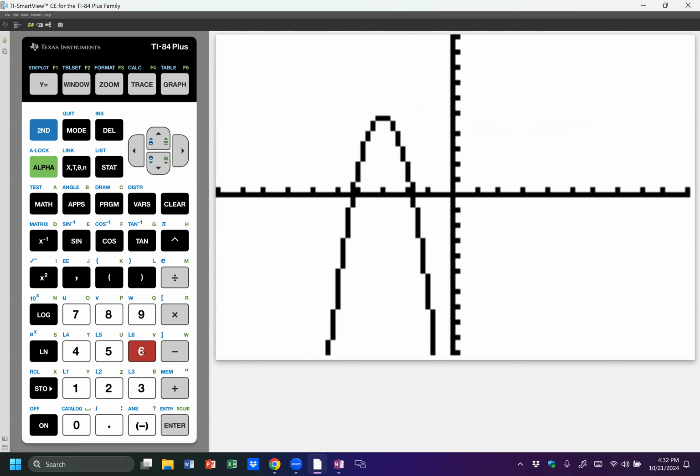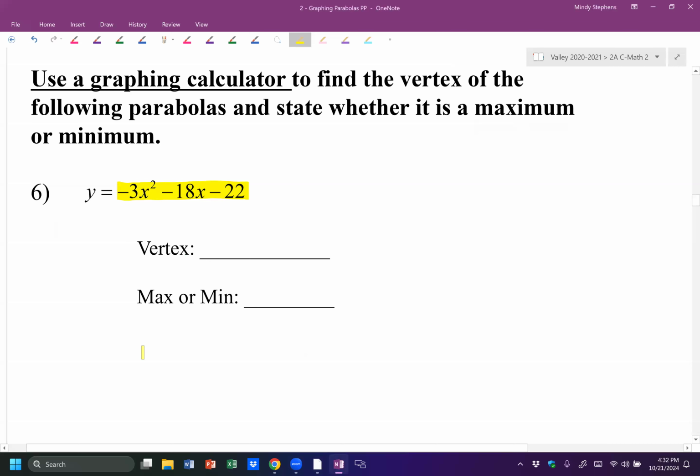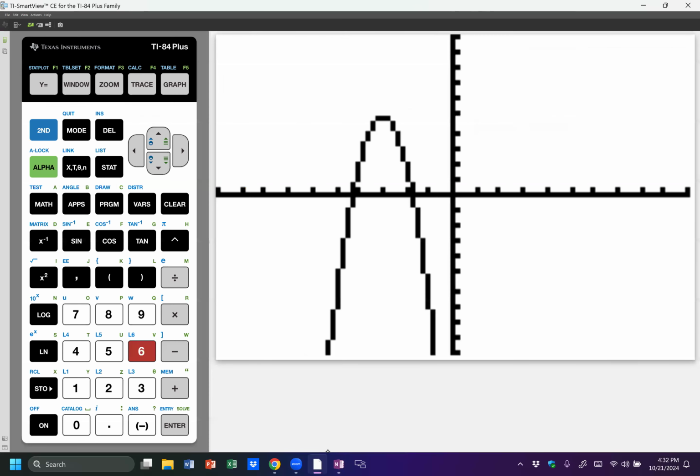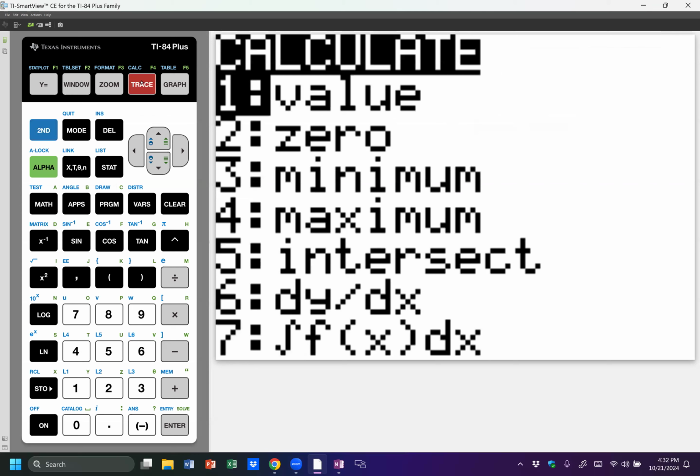So we have a maximum. It's up high. So on my paper, I'm going to write maximum. Then I'm going to go back to my calculator and I'm going to calculate the maximum, calculate the vertex. So calculate is above trace. I'm going to hit the second blue button that says second on it, then hit trace. And I want to calculate a maximum. So number 4 is a maximum.